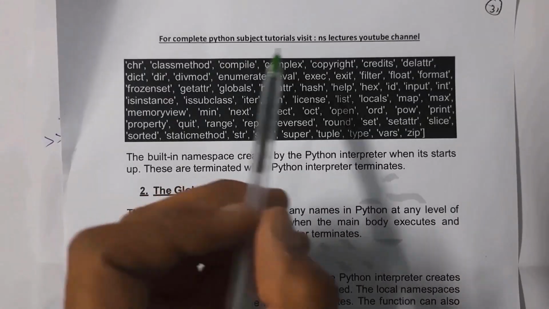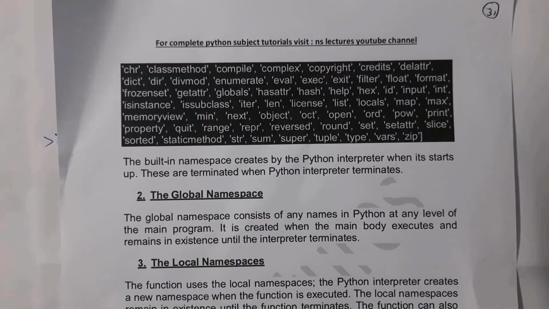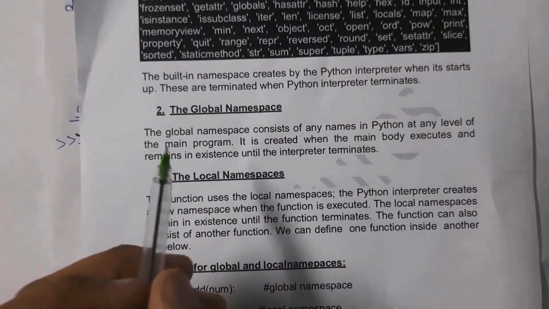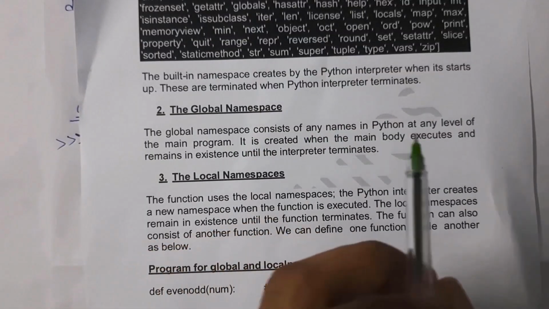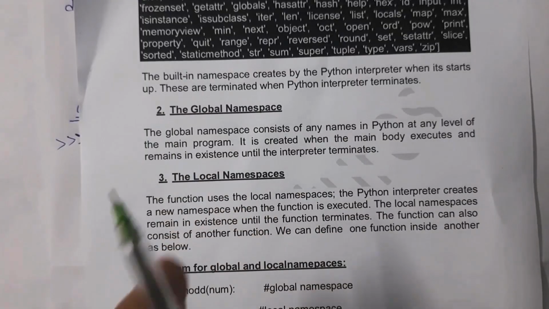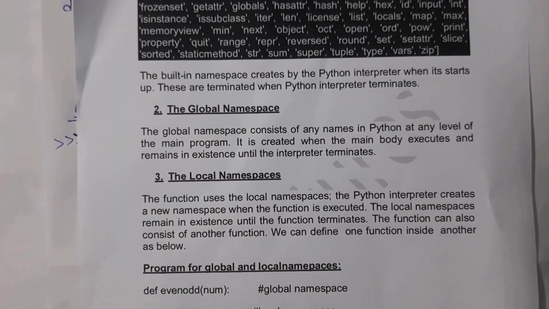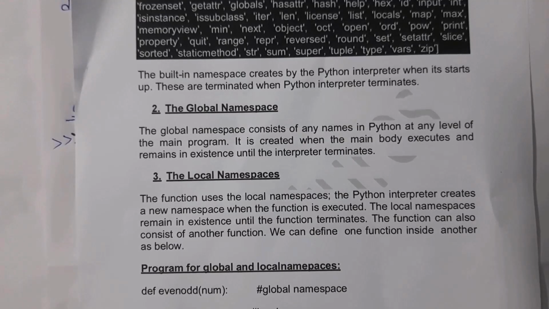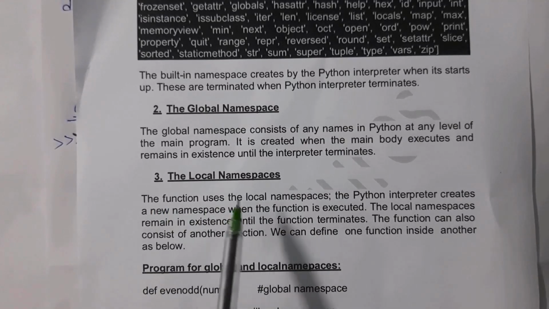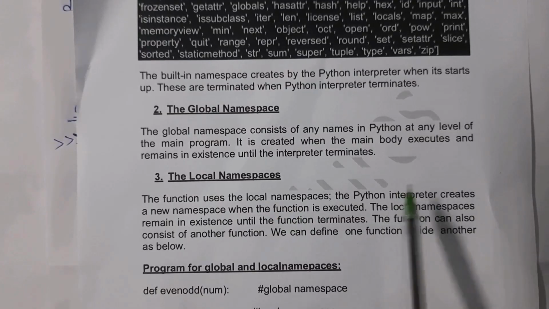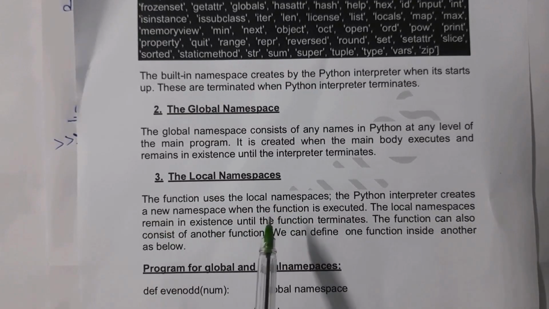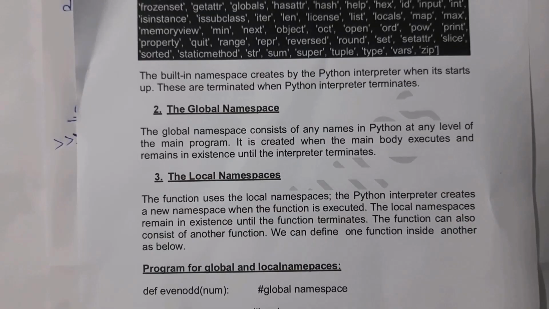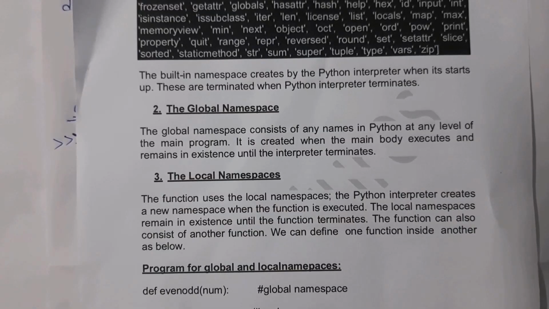So this is my output. All these error names come under built-in objects, and again compile, complex, copyright, credits, all these come under built-in namespace. So global namespace consists of any names in Python at any level of the main program. This is the definition of local namespace. What are local variables? Variables which are declared inside the function are known as local variables. The function uses the local namespace. The Python interpreter creates a new space within the function in execution. That is nothing but it will create a namespace within the function.